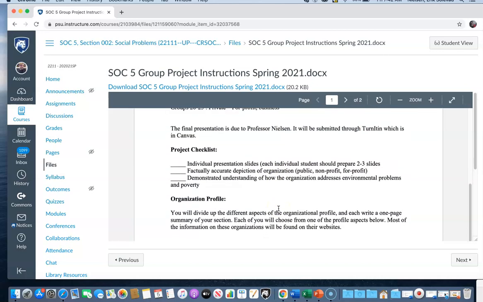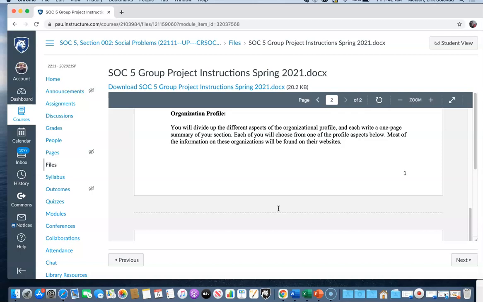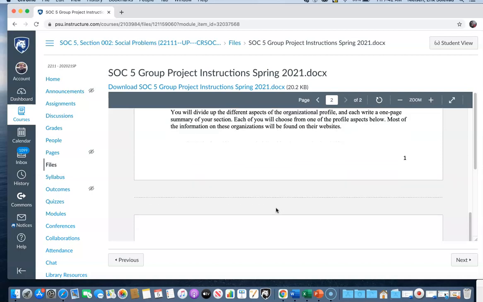So the project checklist, this is the basics: the presentation slides, your factual depiction of the organization, and then demonstrate how this organization tries to address poverty. I say environmental problems there too, but focus on poverty. Okay, so as I said, you'll divide up different aspects of this organization profile, and each person will write a one-page summary for that section.